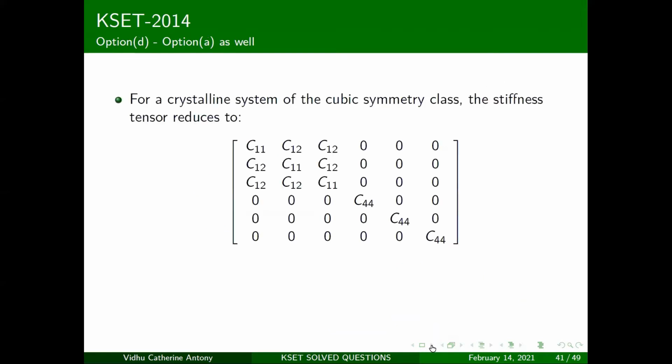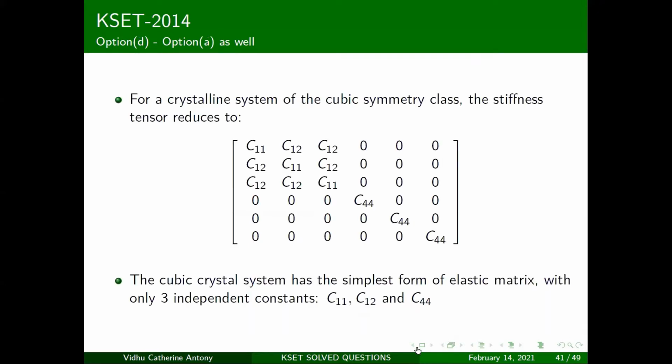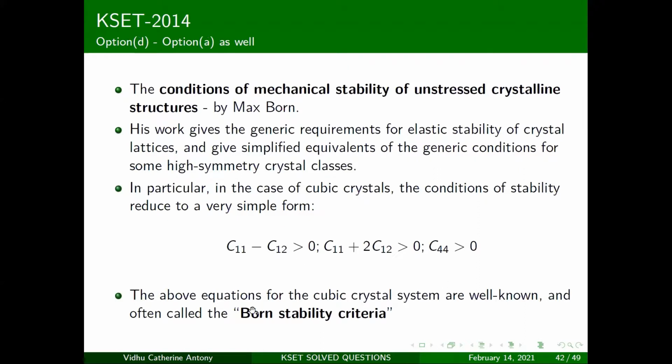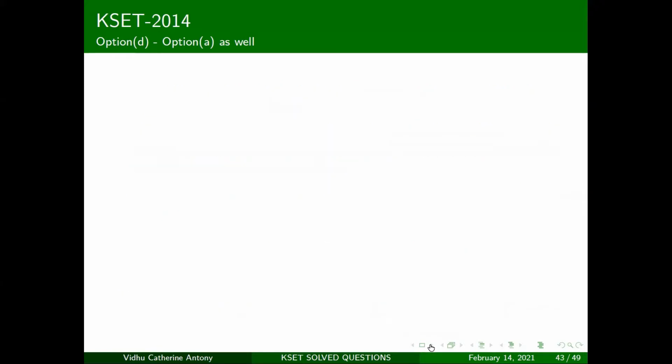Now to go in depth a little bit more, and not just talk about the conditions of stability, the above equations for the cubic crystal are well known and are often called the Born stability criteria. There are very generic forms as well as specific forms for each crystal system. There are very long, huge papers on finding the Born stability criteria for each different type of Bravais lattice that you have.